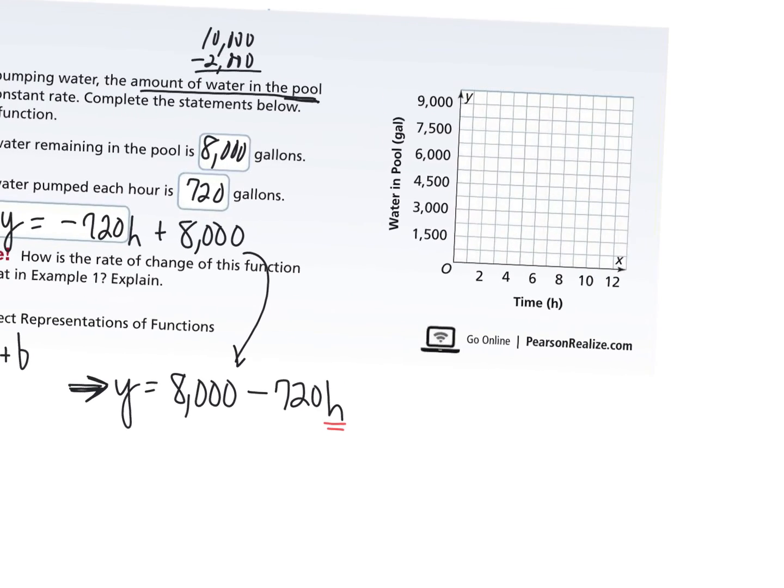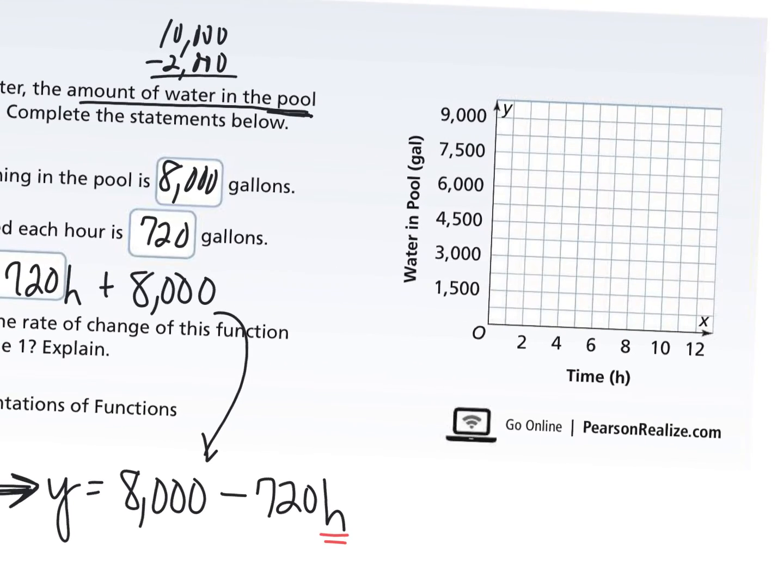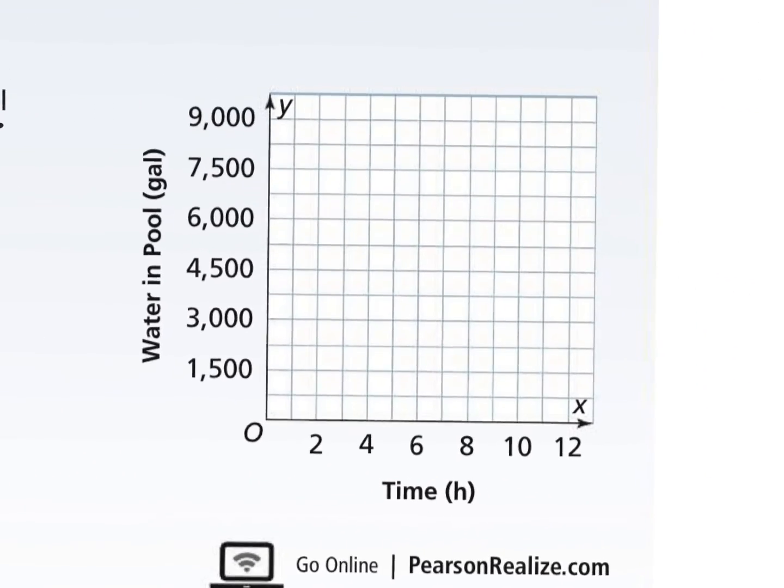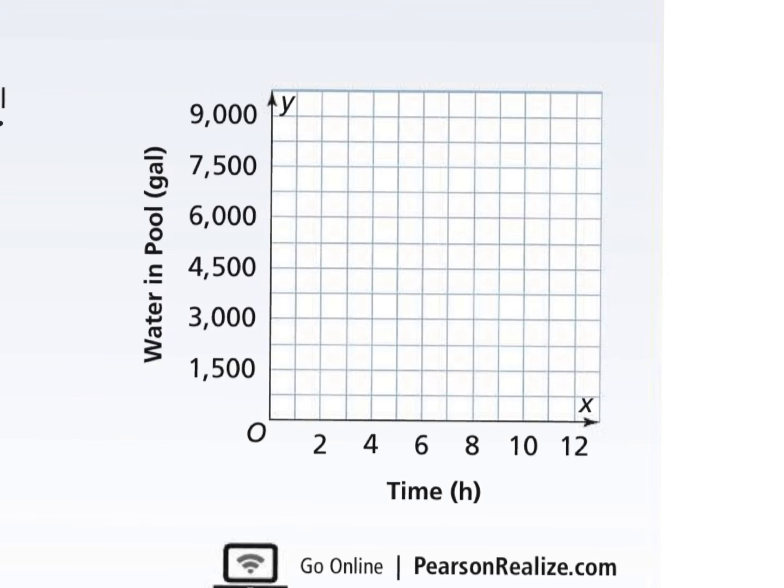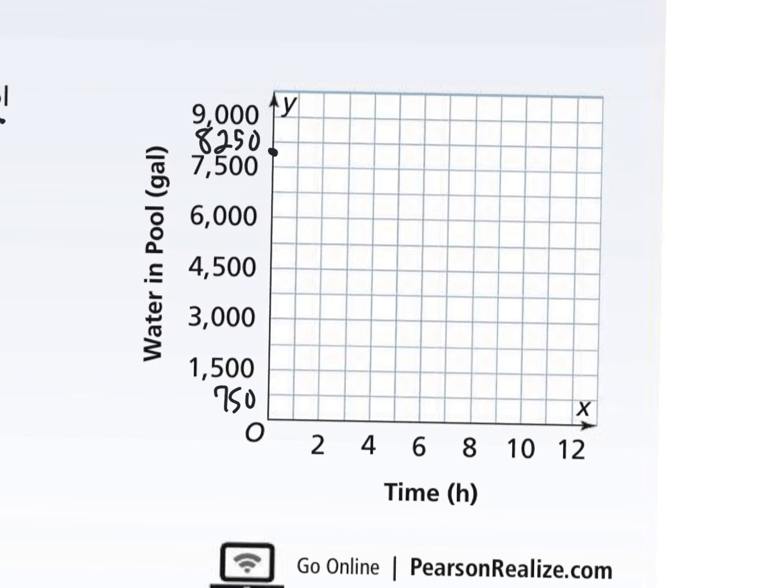So in order to graph this, we know we're starting with 8,000 gallons. Be nice if we just had an 8,000 here, but they're actually going halfway between 0 and 1,500 is 750. We're going by 750s here, so this is 8,250. So we're kind of in between those. That would be kind of our starting point.